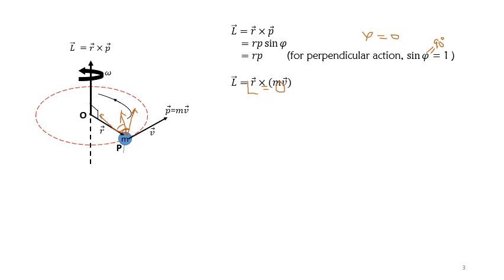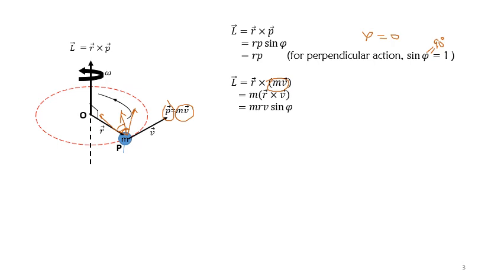Again, we have L equals R cross product with P, and momentum P is mv. So when we have P, we put our mv there. Because m is a scalar quantity, you can take it outside the bracket, and you have the cross product of R and V, which is m r v sine phi, just like we have for r p sine phi.